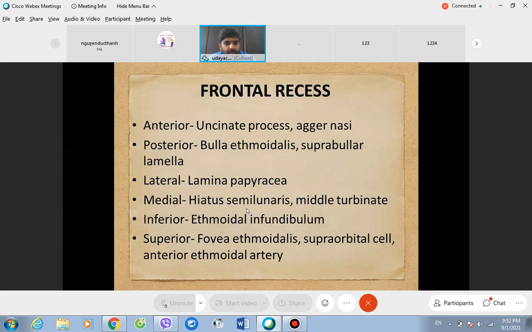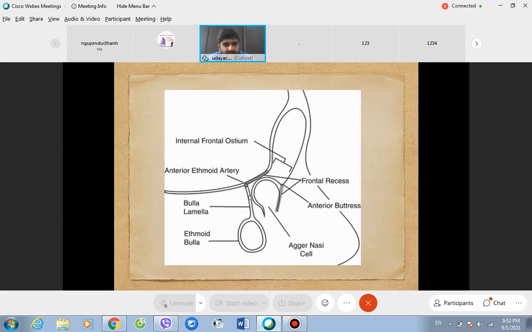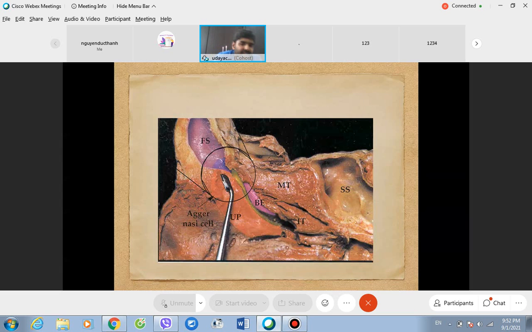Just remember, the posterior border is the suprabullar lamella also. In this, we can see the posterior border is the suprabullar lamella also. And this is the cadaver dissection picture with the probe placed in the agger nasi. See how big pneumatized it is and how narrow the frontal recess is. In this, we can see the bulla ethmoidalis also.